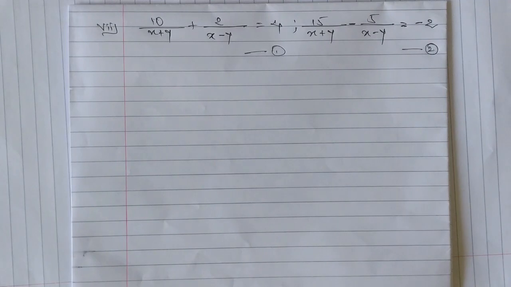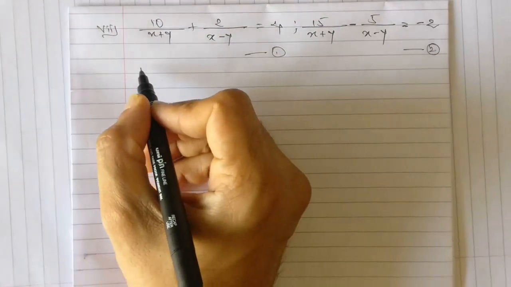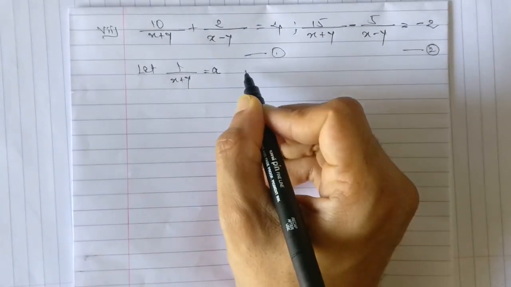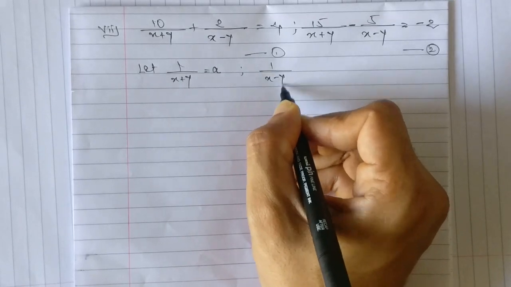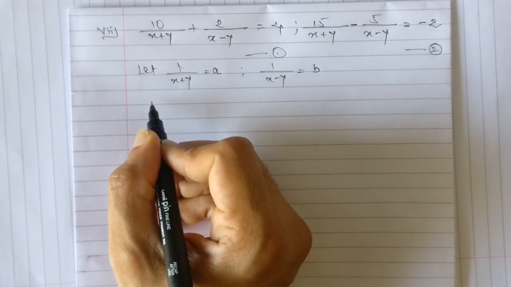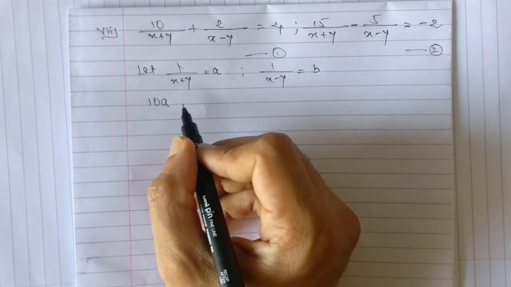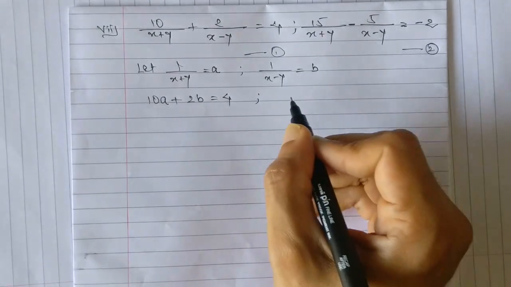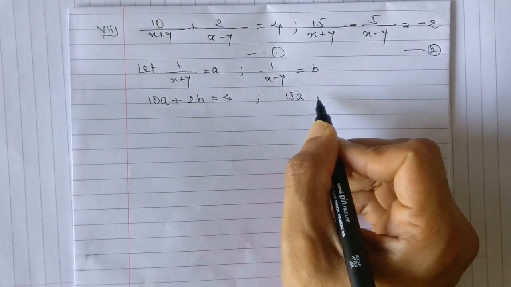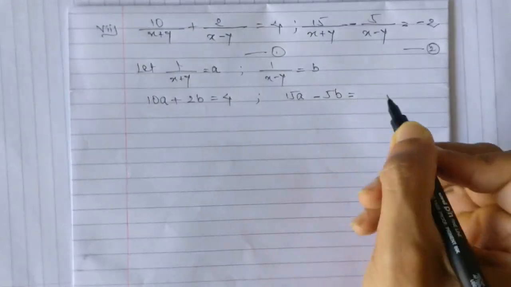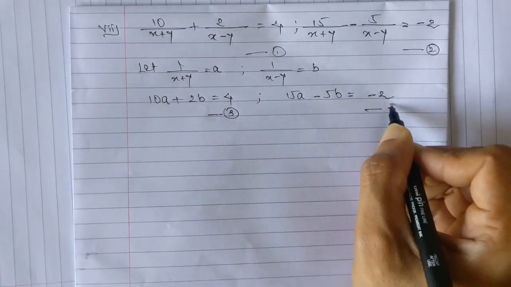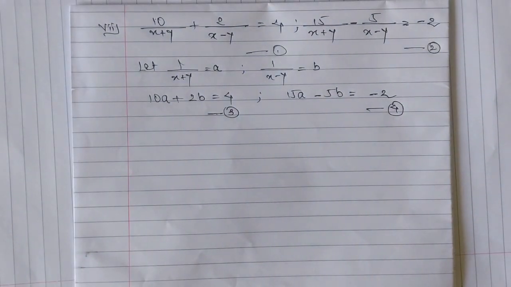Equation number 2. Let 1 upon x plus y is equal to a and 1 upon x minus y is equal to b. So equations will become 10a plus 2b is equal to 4, and here 15a minus 5b is equal to minus 2. This will be equation number 3. This will be equation number 4. You know it now. You will find a and b from equations 3 and 4.